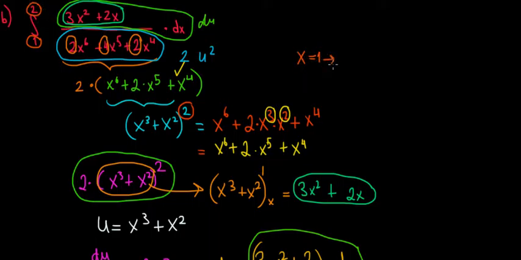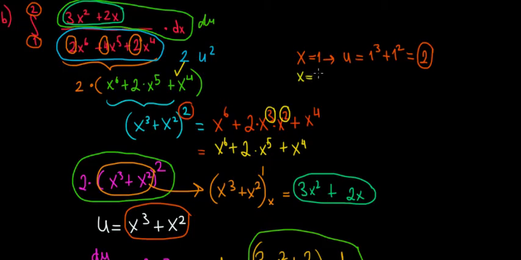If x is 1, the boundary in terms of u is going to be equal to, where was it? x cubed plus x to the power of 2. So that's 1 to the power of 3 plus 1 to the power of 2. 1 plus 1 is equal to 2. So we have one new boundary, and we do that for the second boundary as well.